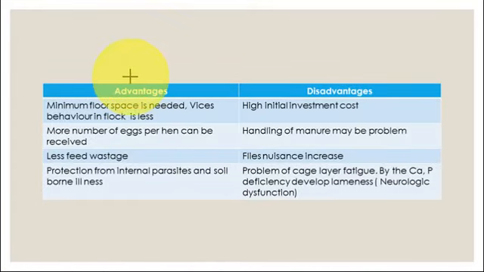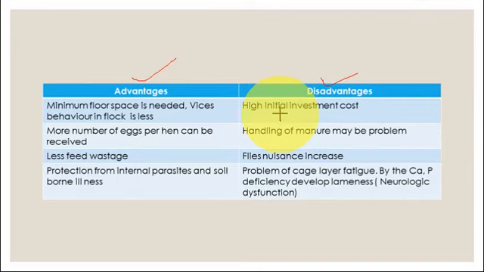Here are the advantages and also disadvantages. What are the advantages? Minimum floor space is required for the cage system, and vicious behavior is prevented in the flock.